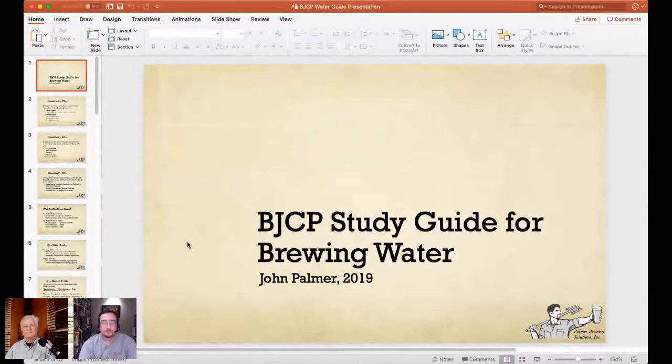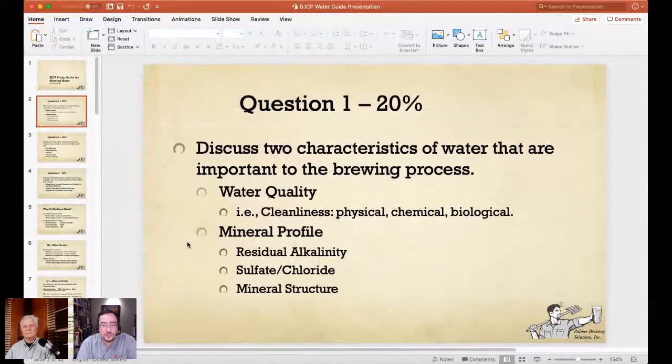Question 1, discuss 2 characteristics of water that are important to the brewing process. Well, I'm going to discuss all of these in detail, but there are 2 basic characteristics that I think address this question: the water quality, which is its cleanliness, and the mineral profile, which, believe me, we're going to get more into in a minute.